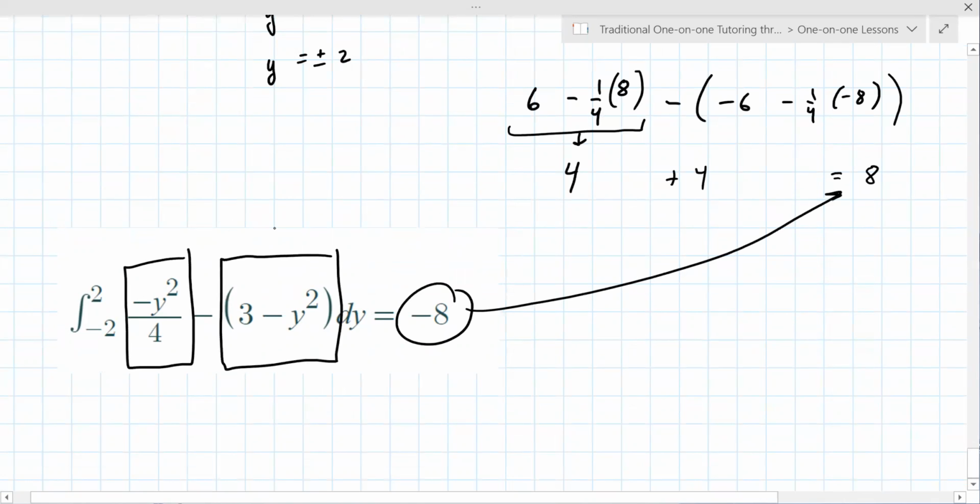And if you feel really good about your integration and you don't want to think about the order, you can just choose the order and negate the answer if it's negative. You can even just put a negative out in front. I probably wouldn't do that, but you could.